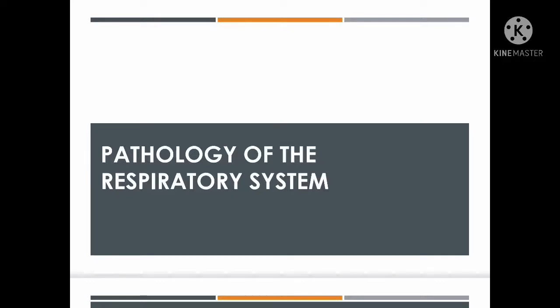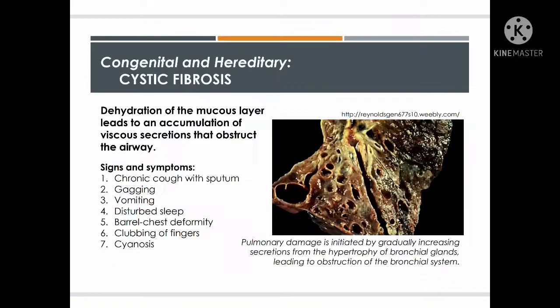The thoracic cavity consists of the right and left pleural cavities and the mediastinum. The parietal pleura lines the thoracic cavity, and the visceral pleura adheres directly to the lung tissue. Now let's start with its pathologies.